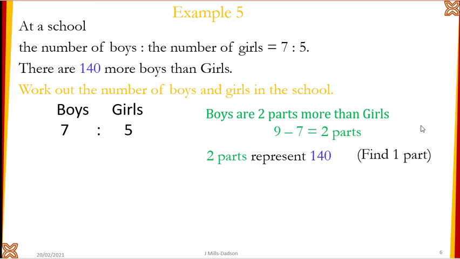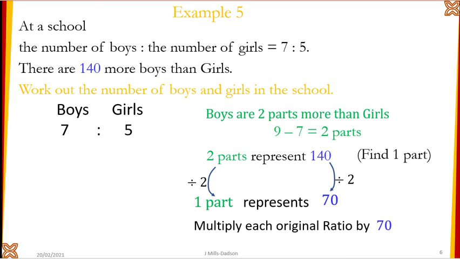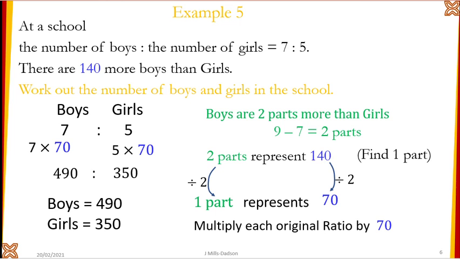You need to just work out 1 part. So divide each side by 2. 1 part represents 70. So knowing 1 part, we can work out any other part. So we need to work out boys 7 times the 1 part, which equals 70, and 5 times 70. So we have 490 for boys and 350 for girls. So we now know how to compare portions or parts of ratio to solve problems.